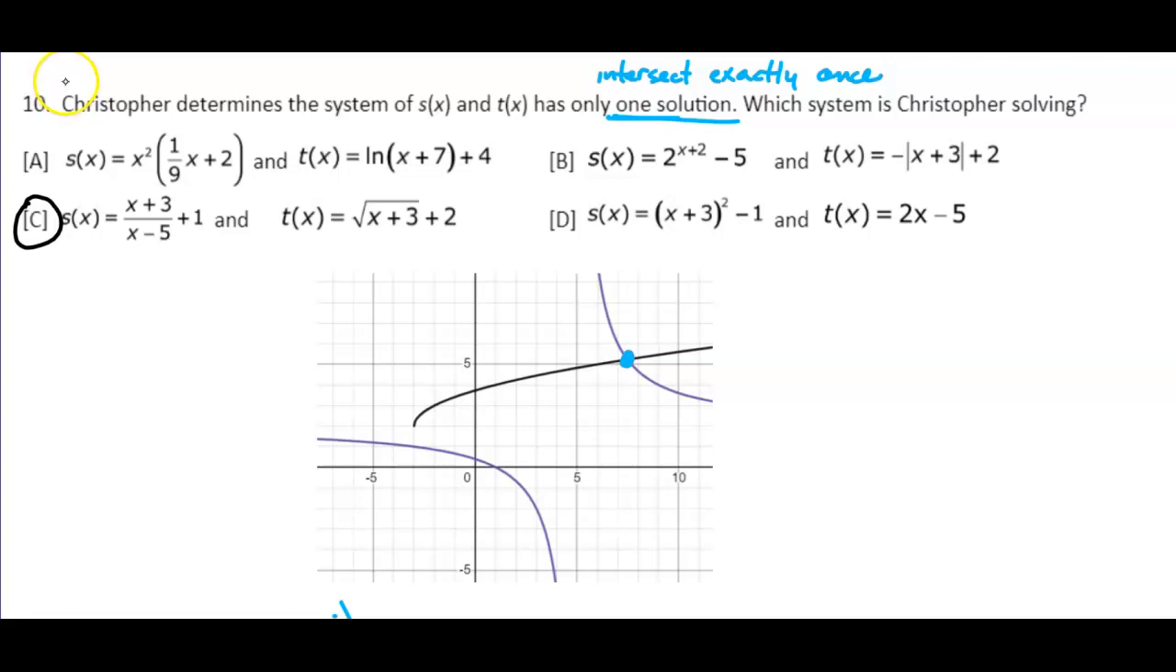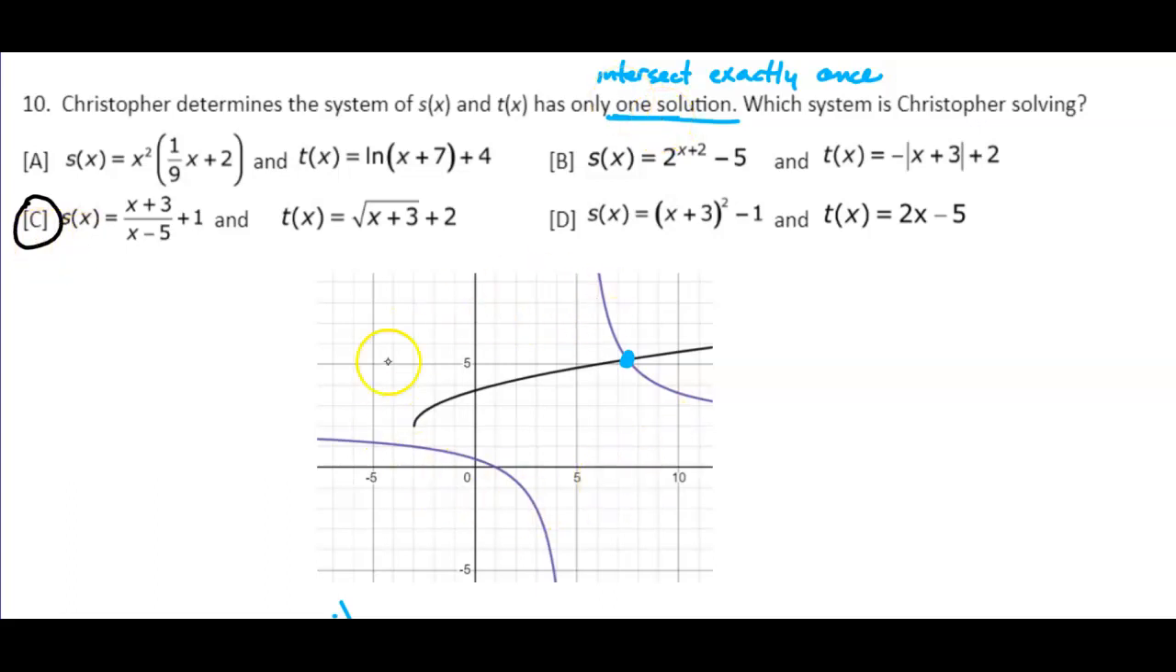We did expect you for this question to use your technology. Essentially, you wanted to graph each of the functions of the system and figure out which one has exactly one intersection, because again, we're looking for the system that has exactly one solution. So technology-wise, in Desmos, you're looking for the system that intersects each other exactly once. If you do that correctly, you should get C.